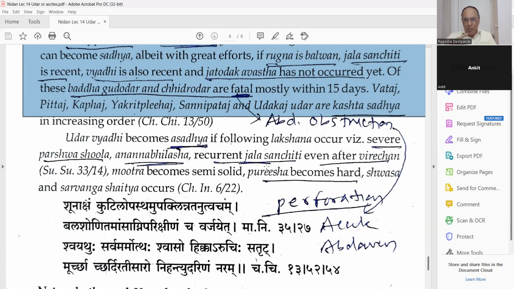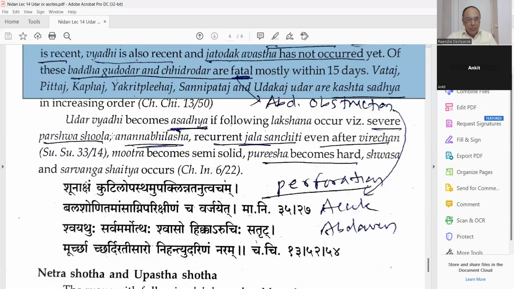Slowly and steadily, this is a specific skill. Pleural tapping, abdominal tapping, you have to learn this technique during your internship. Very important. I request, although you are practicing Ayurveda, don't lose this opportunity to learn how to take the fluid out from an ascites patient. Okay? So, Udara Vyadhi becomes Asadhya if there is severe Parshvashul, Anannabhilasha, and recurrent Jalasanchiti after the Virechana. Yes, here comes the point.